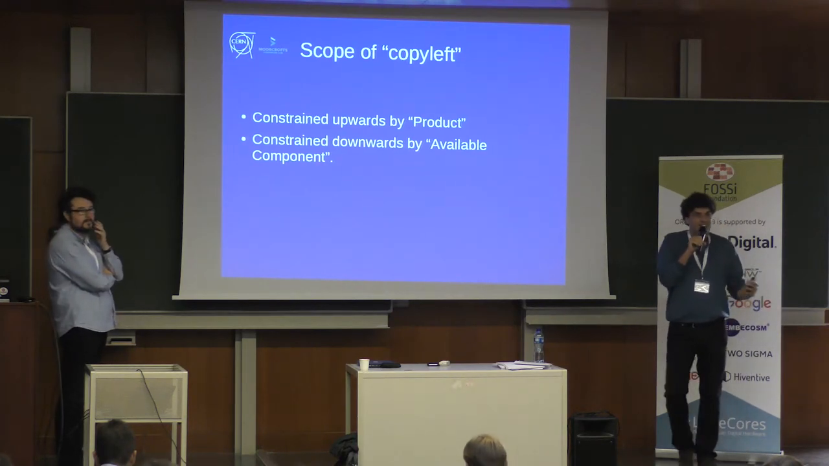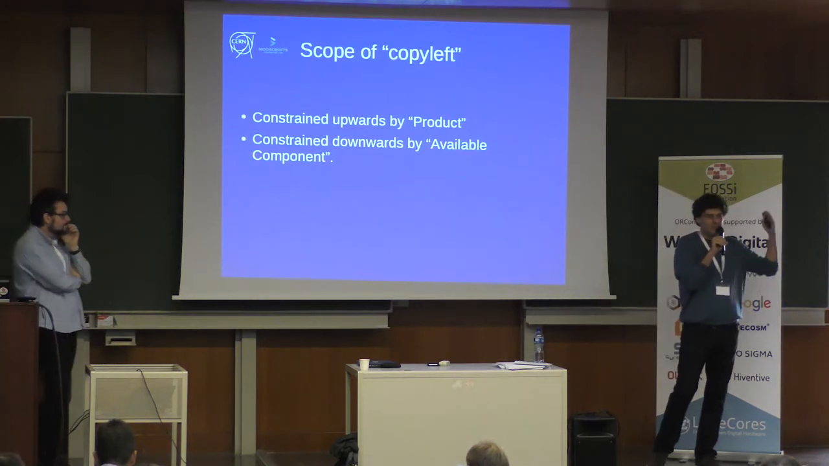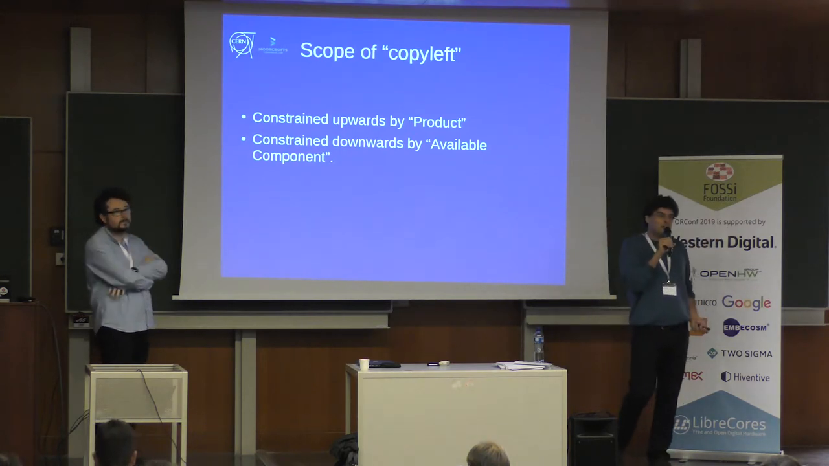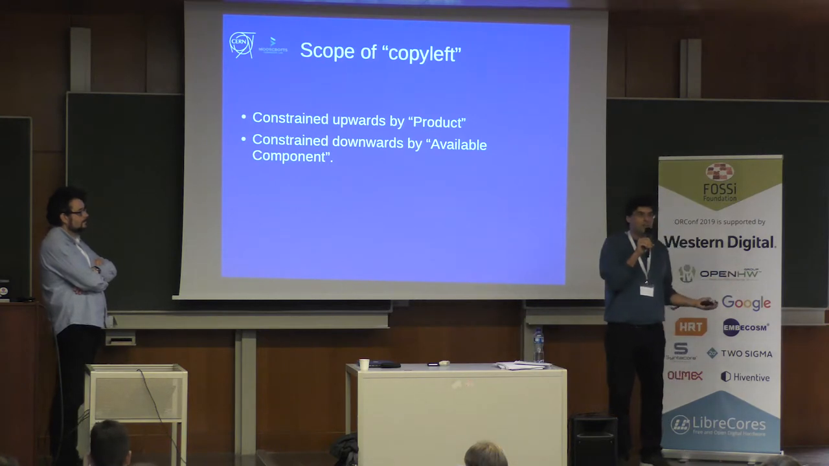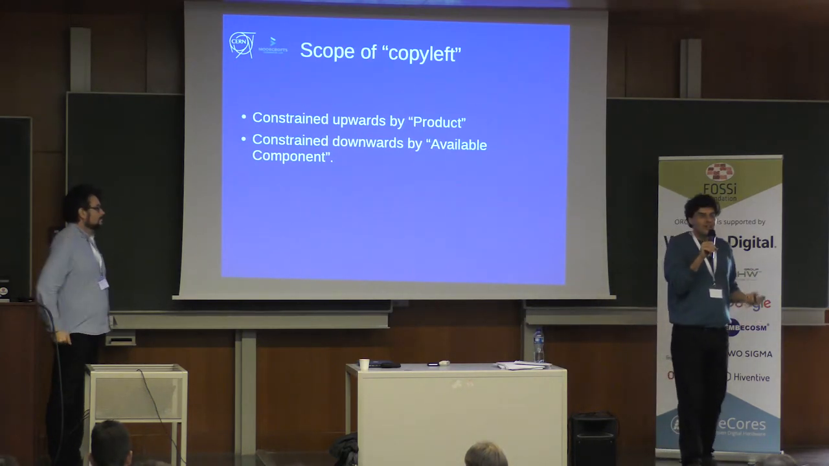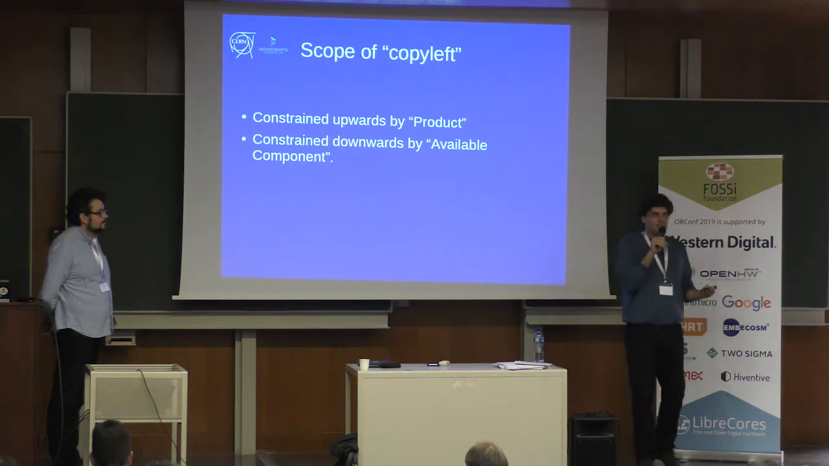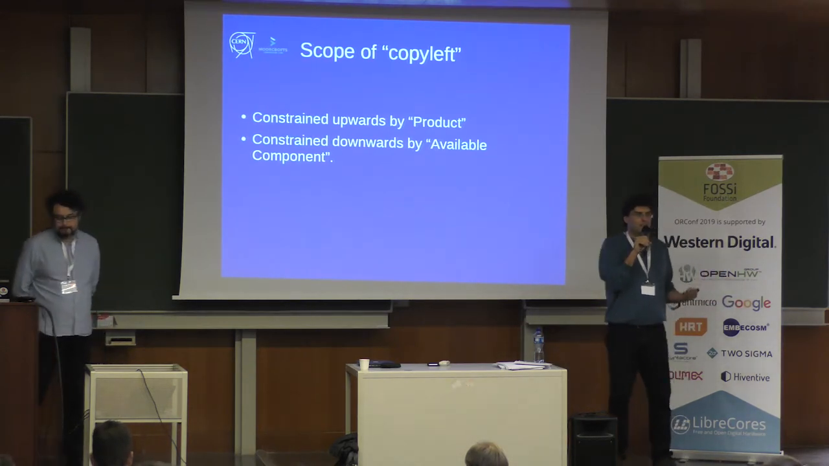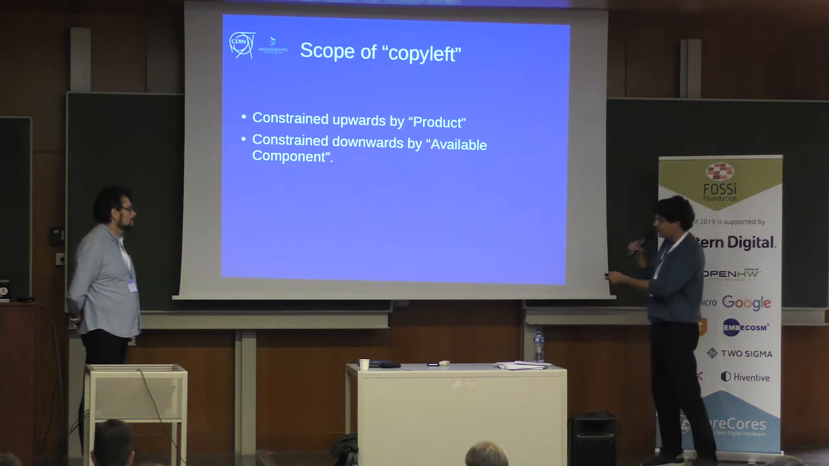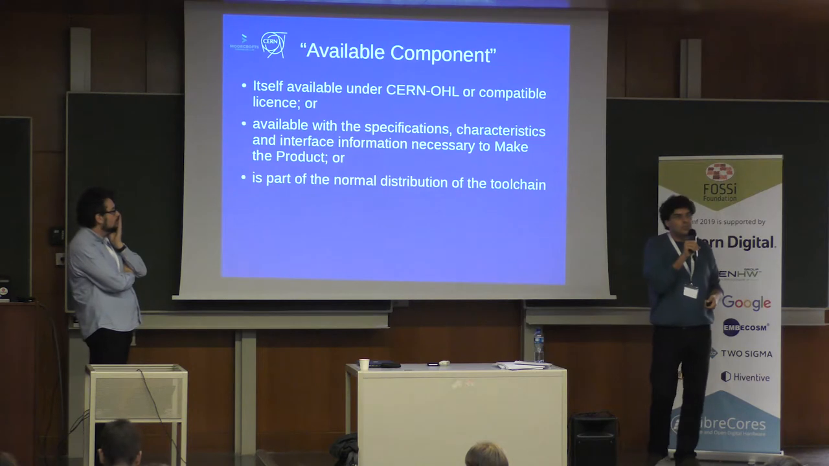It's a bit complex because we have these three variants, but a resistor will always be an available component in the three variants. A proprietary HDL core that you can purchase will be an available component under P or L, but will not qualify as an available component under S, which is what you expect. S is strongly reciprocal, so you should have all the sources. The only exception, even with S, is that when you're designing with Xilinx, Altera, Intel, etc., it's very difficult for your design not to contain proprietary primitives from these vendors. So we included in the definition of available component that it can also qualify if it's part of the normal distribution of the toolchain. That also applies in the case of S.